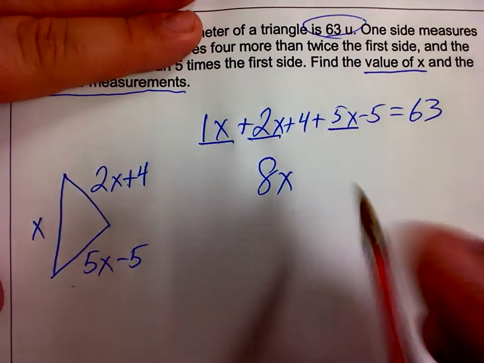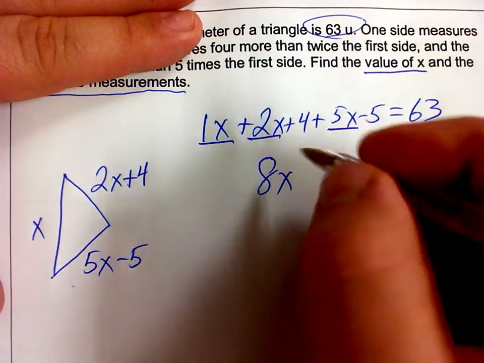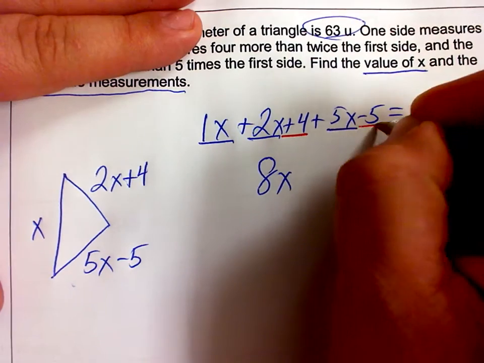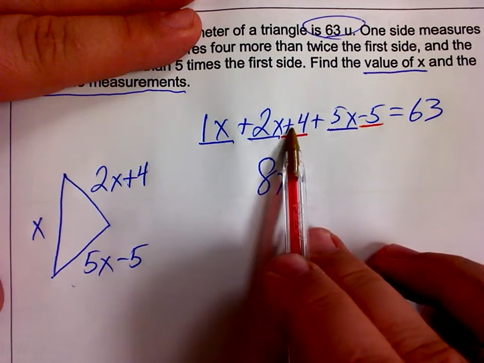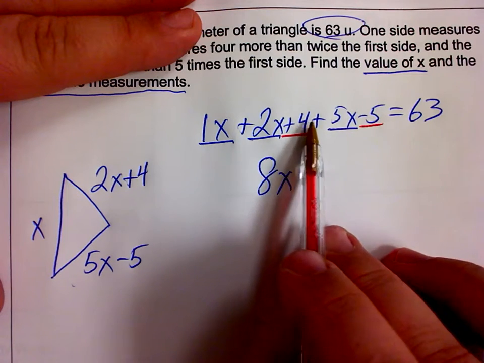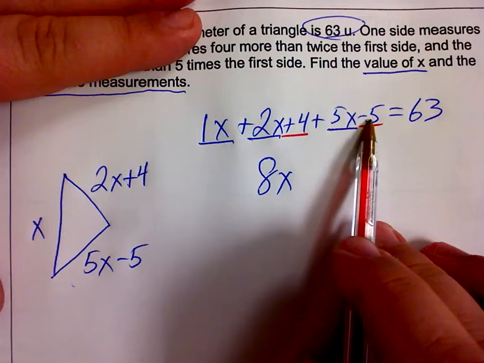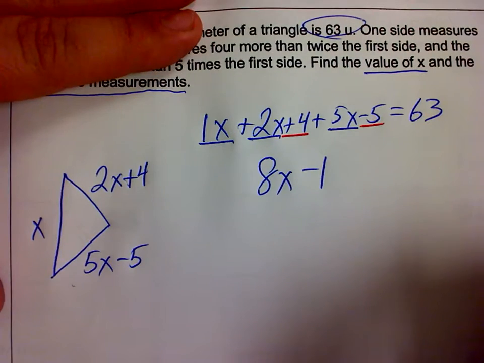Okay? Next, we want to combine our integers, or our constants. I have a 4, and I want you to be careful. You have a negative 5. So we have a positive 4 and a negative 5. We don't want to just treat it as a 4 and a 5 and get 9 there, okay? So we're going to have 4 minus 5, which is going to give us a negative 1.